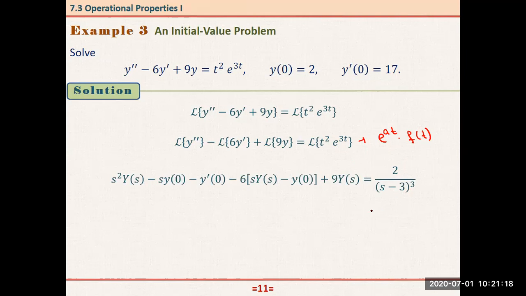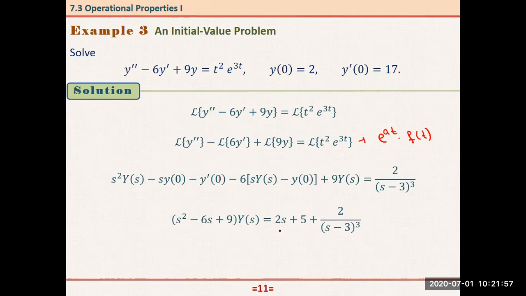Okay. So the next step is we need to substitute the given values. As you see here, initial conditions are given. y of 0 equals 2, and y prime of 0 is 17. And also this one is 2, right? And that's all. Now Y of s is a common factor. Just take this out. Now we have this expression. So here we have s squared, minus here we have 2s, right? And here we have minus 6 times minus 12. And just simplify this. Here we have minus 6s plus 9.